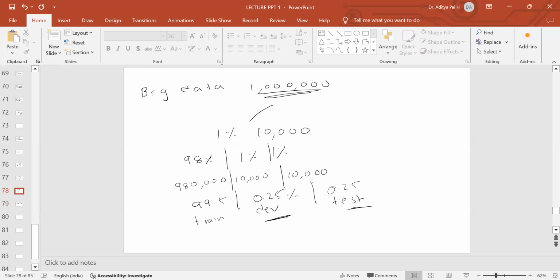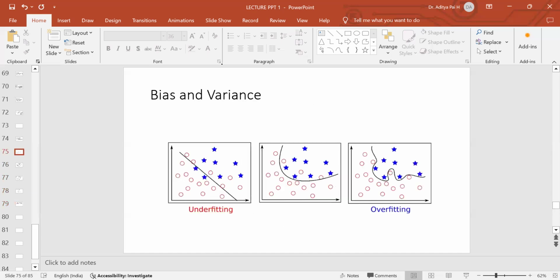Okay, now here you can see the bias and variance. The one on the left side is underfitting, which is high bias. The one on the right side is overfitting, which is high variance. And this one in the middle is just right.